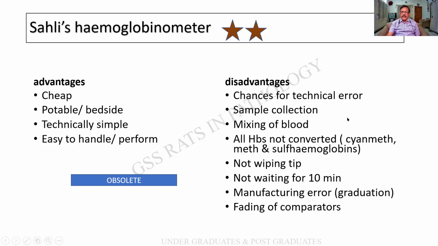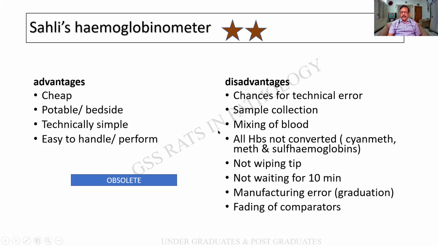There are some disadvantages, of course. Technical error can be there, sample collection error can be there. Blood is not mixed before collection, so it can be superficial or it can be the deeper dense RBCs. All the hemoglobins are not converted. Not wiping the tip, not waiting for a period of 10 minutes. 10 minutes is the minimum time so that you get the acid hematin. At 15 minutes, you get a higher value.